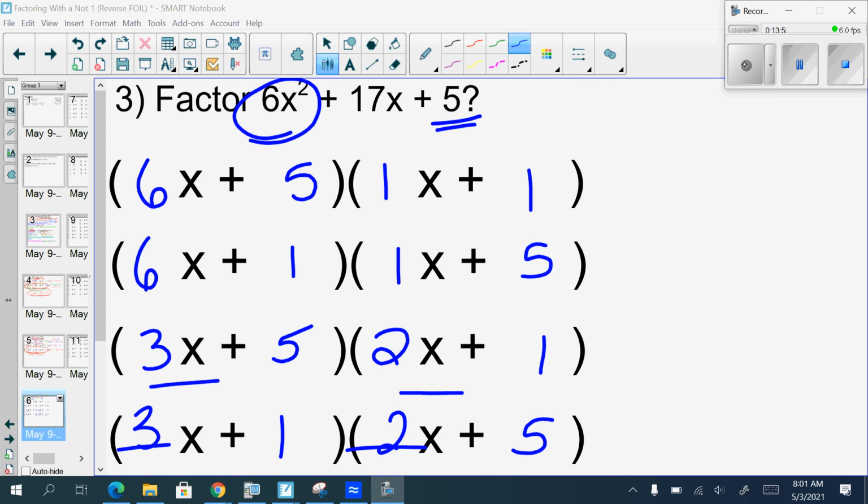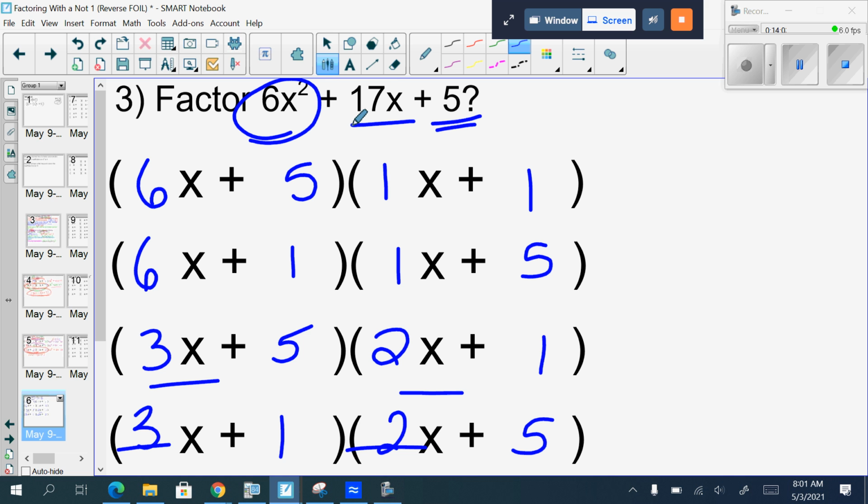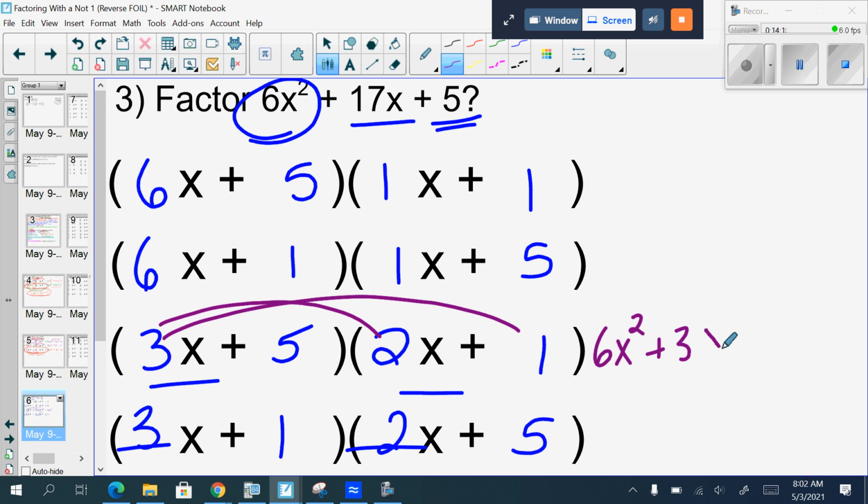Again, guys, as you do more and more of these, you're going to get better and better at it. You might look at all these combinations and think, I'm pretty sure I know which one is going to work, because I know what's going to get me close to the 17 that I want. So I'm going to jump down here instead of foiling all 4 of these out. This gives me 6x squared. Outer gives me 3x. Inner gives me 10x. And last gives me 5.